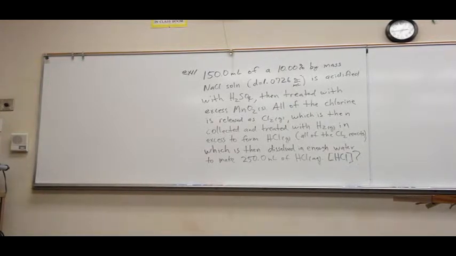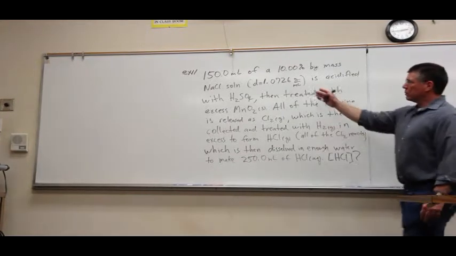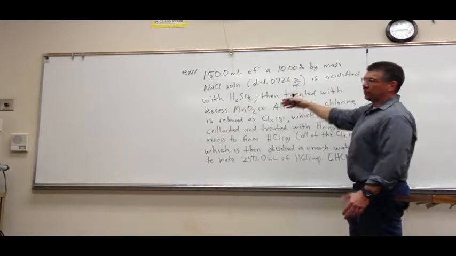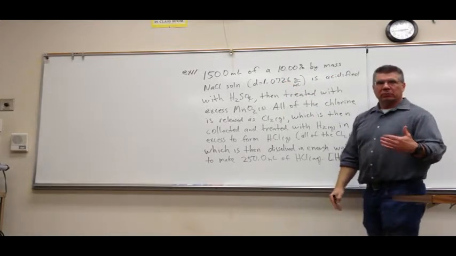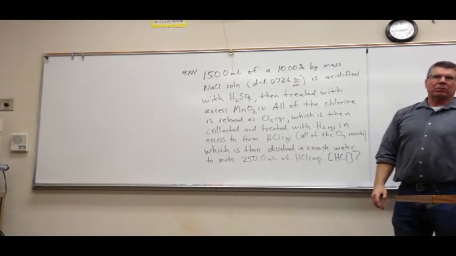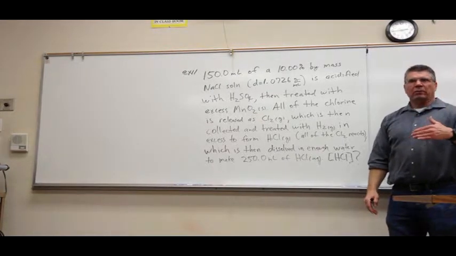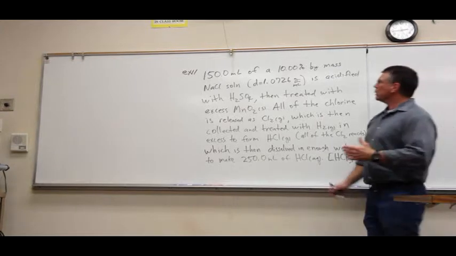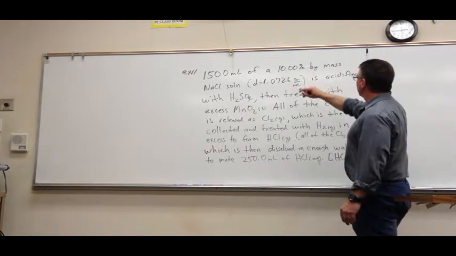Okay, so this one, it's not as complicated as it might look, but you have to kind of follow the chlorine through the whole process. So you start out with 150 milliliters of a 10% by mass sodium chloride solution, which means we can figure out how much sodium chloride is in there and how much chlorine is in there, right? How much of the chloride ion. We give you the density and the mass.